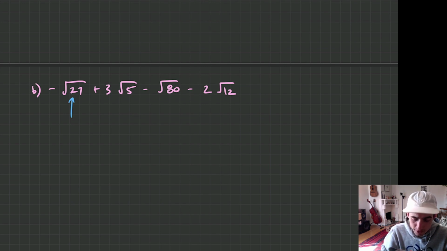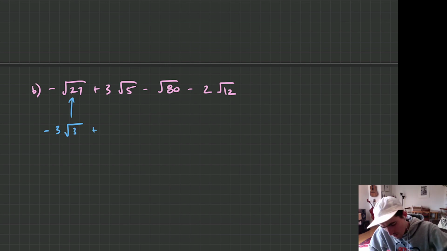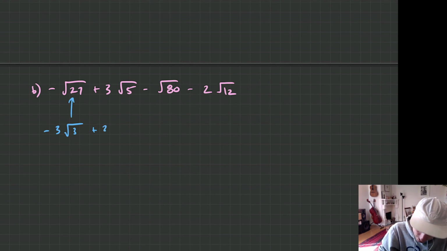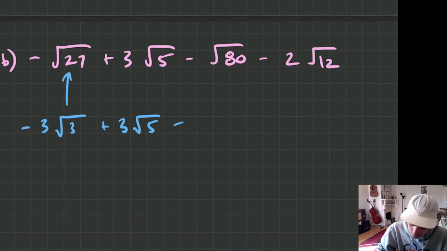I look at 27 and immediately I know that 9 is the largest square factor that I can take out of it. When I take out a 9, the square root of 9 is 3, so I'll get negative 3 times the square root of, well, 27 divided by 9 is 3. So another 3 there. 5 is a prime number, so I can't factor anything out of that. I'm just going to leave it as is. I've got 3 times the square root of 5 minus, well, 80.